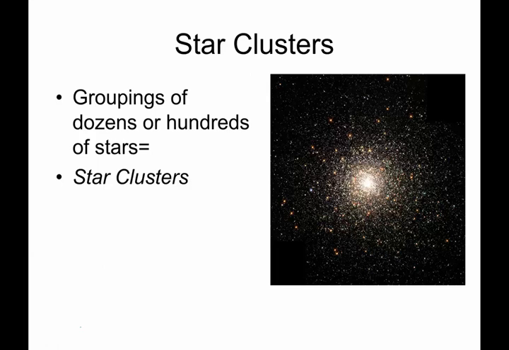Last video for this chapter, ladies and gents, is star clusters. I mentioned last time that stars have a tendency very often to be born in clusters. They get born in groups, sort of like a litter of puppies or a litter of kittens. They're all born pretty much at the same time. So as they age, they are all pretty much the same age.